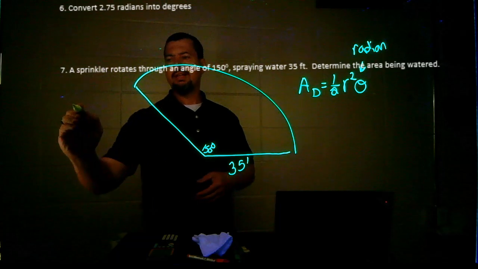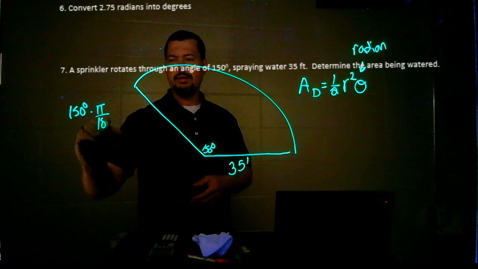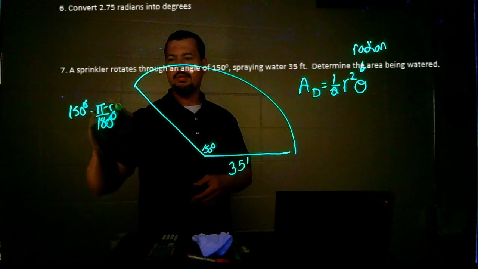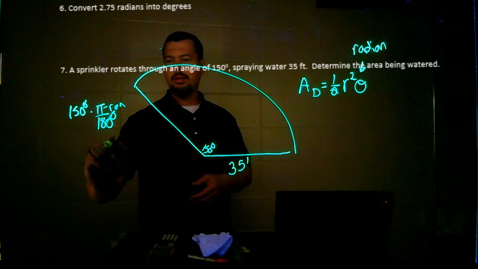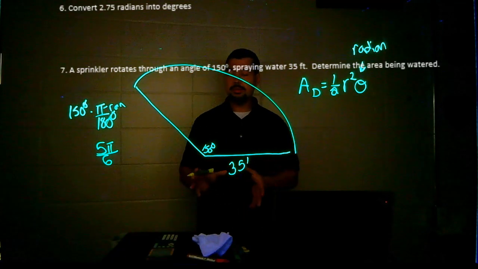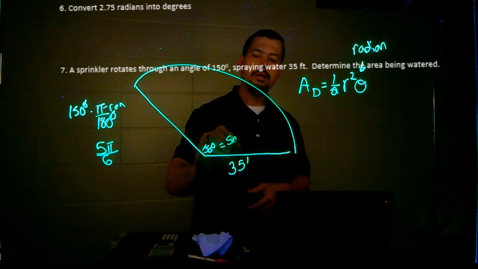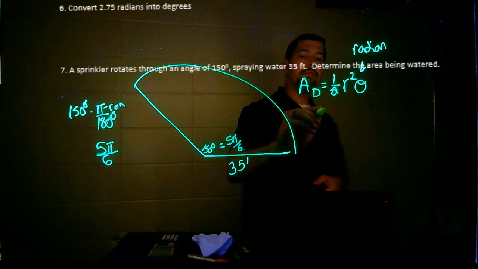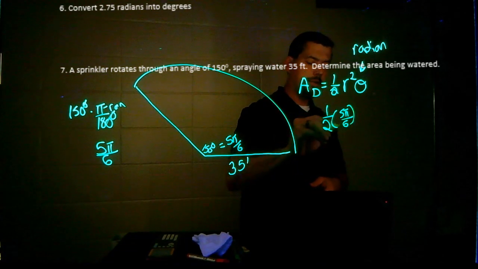If I've forgotten that, then I'm going to have to do 150 times pi over 180, right? The degree symbols cancel. 15 and 18 are both divisible by 3. And I get 5 pi over 6, which is exactly what it is on the unit circles that I asked you to memorize. So there we go. There's my angle of interest. All right, going over here, we have 1/2. We have 5 pi over 6 for the angle of interest.